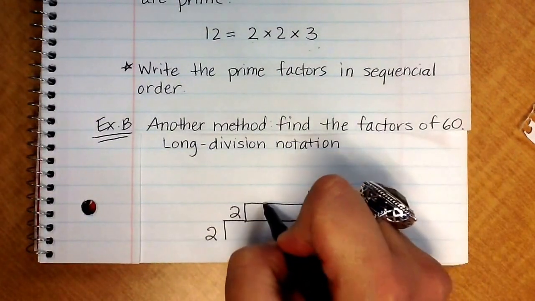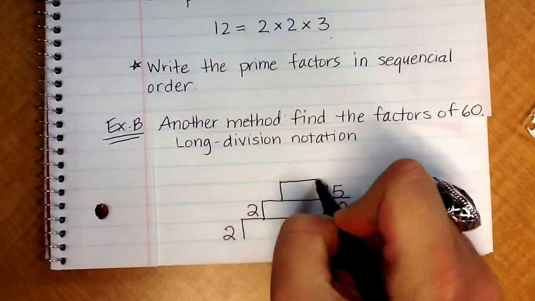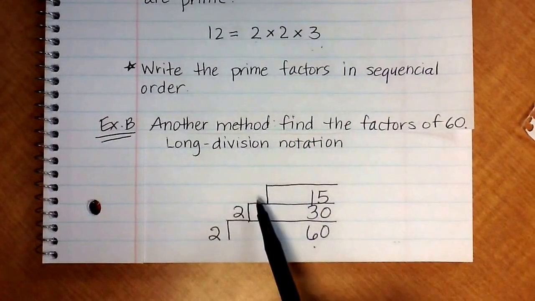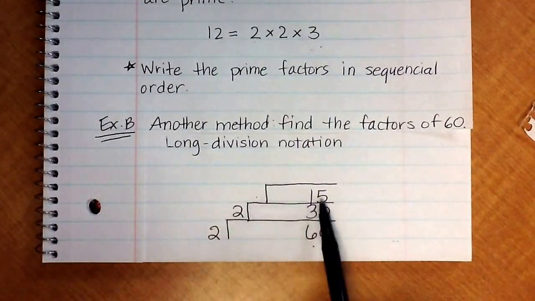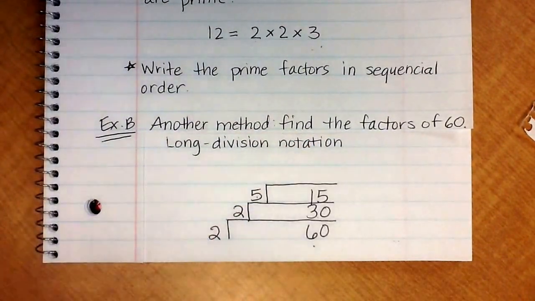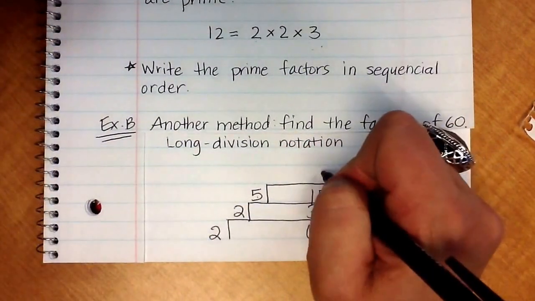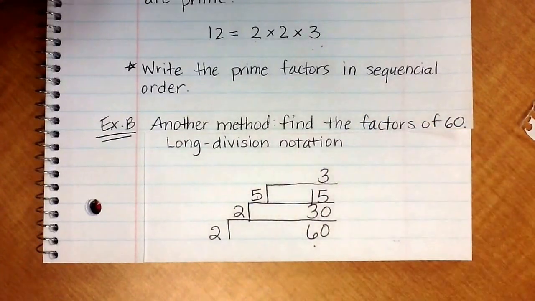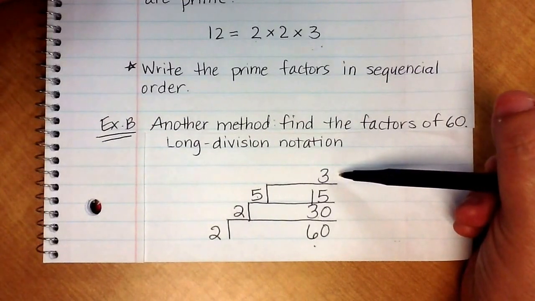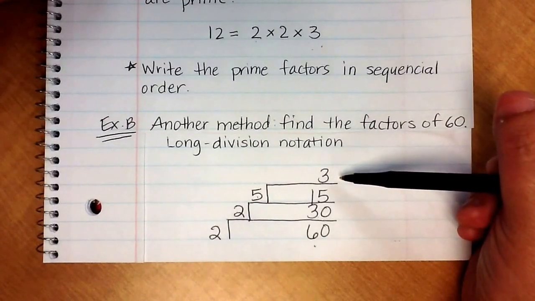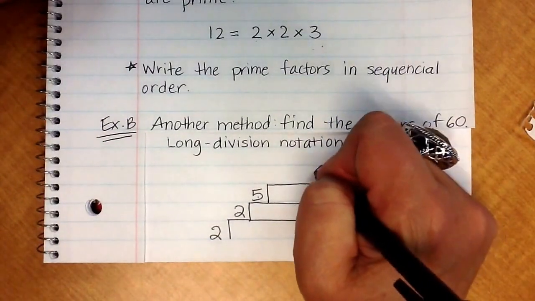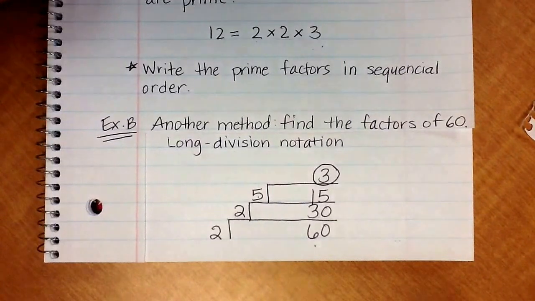And then I want to draw another bracket with a step. Another prime factor of 15 is 5. 5 goes into 15 3 times. 3 is prime, so I need to stop here. I can't go any further. I don't draw another bracket. Once you have your final prime here, you stop.